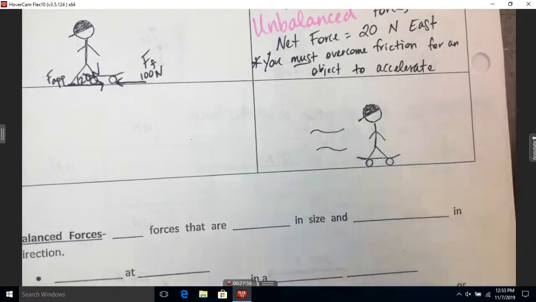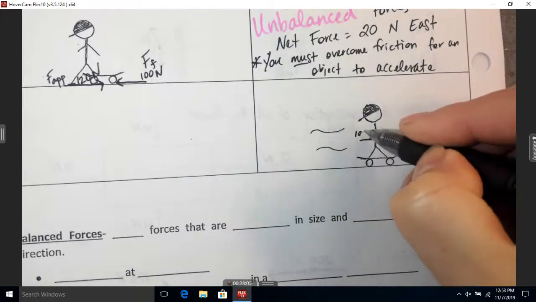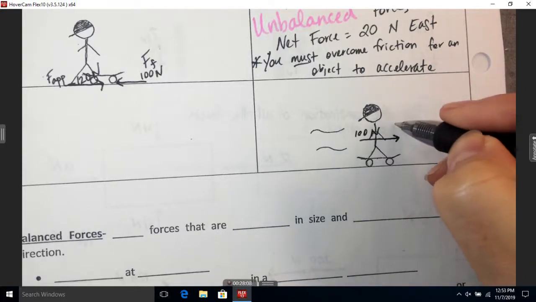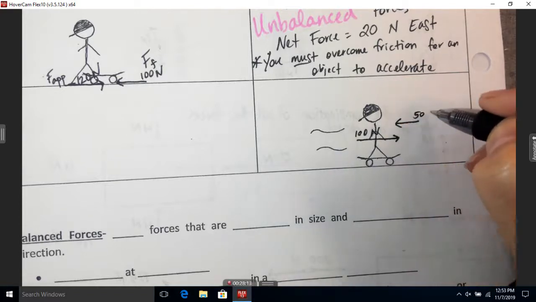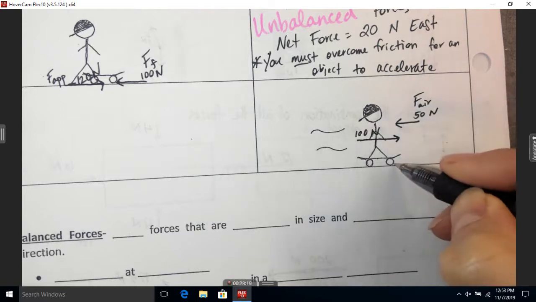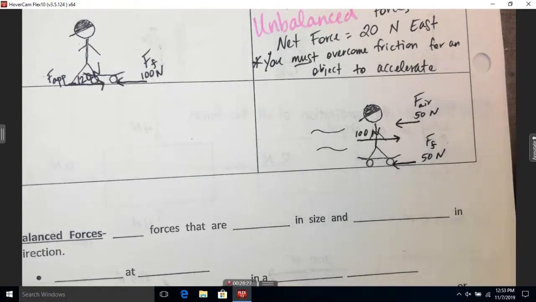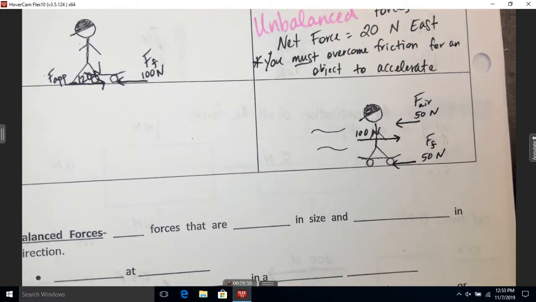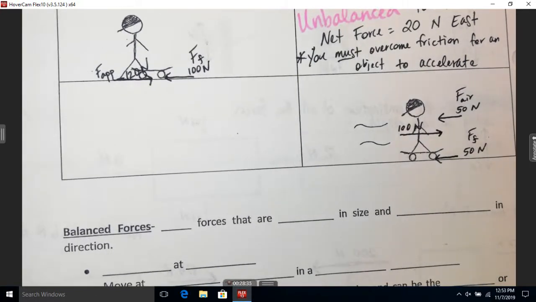Okay, last one. He's on his board now. He already pushed off and he's just coasting forward. We've got 50 newtons of air resistance, and we've got 50 newtons of friction. What is his motion? No, what did I say he was doing?